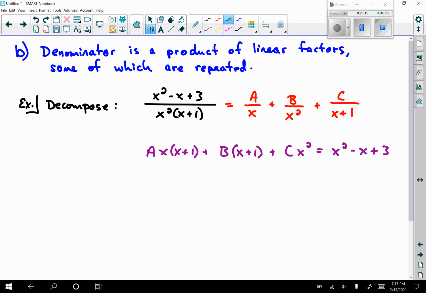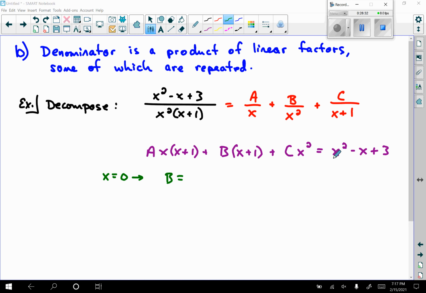All right, so let's start with x equals 0. I want to get rid of that c term first. So if x is equal to 0, that means my a term is also gone because of this x right here. And I'm just going to get 0 plus 1 times b, which is just b.